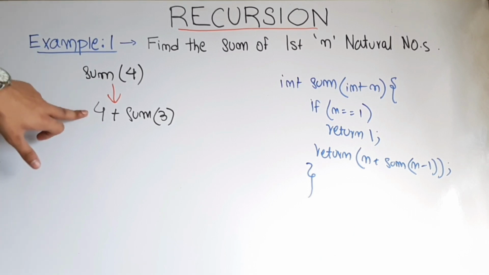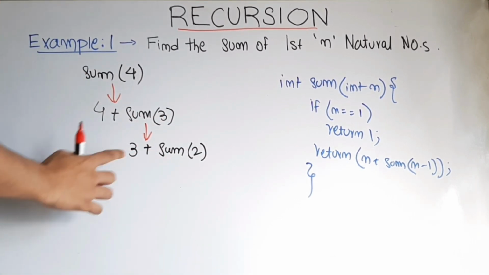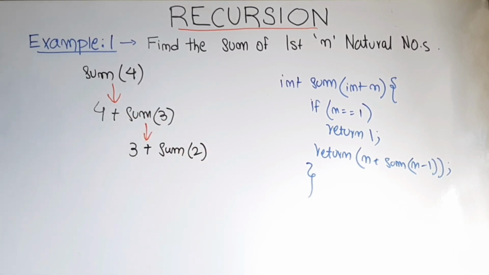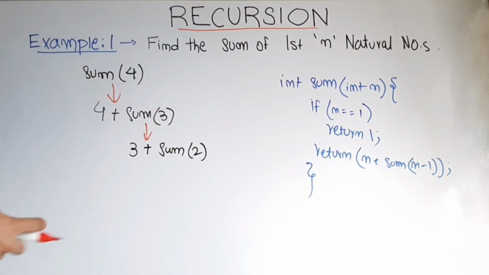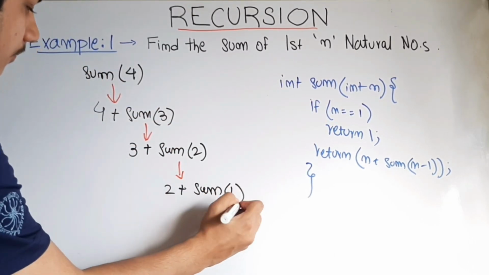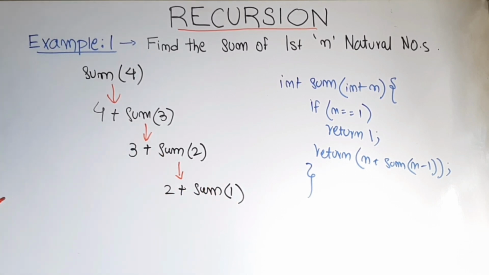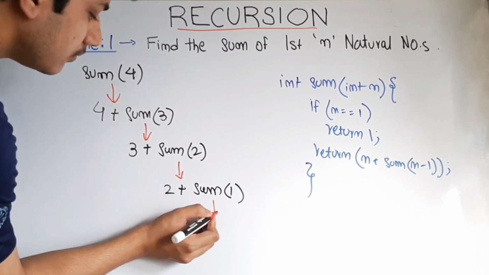Now see, as 4 is a constant, we let it be and we focus on the function part. Now we have sum of 3. What will it return? In the same way, as 3 is a constant, we let it be first and focus on the function part. In the function, we have the parameter as 2. We check if 2 is equal to 1. 2 is not equal to 1. So we move into the next line and return. So just like the previous step, as 2 is a constant, we let it be and focus on the function part. Here we have parameter as 1. We check if n is equal to 1. 1 is equal to 1, so we return 1 here.